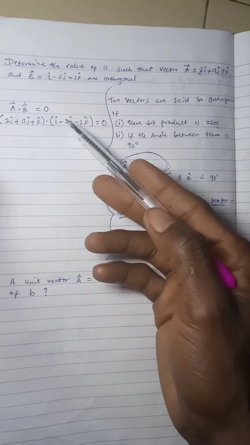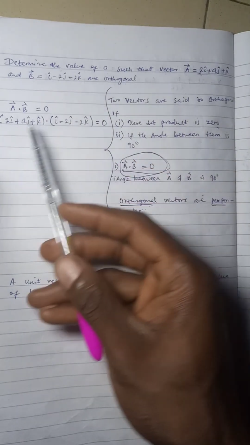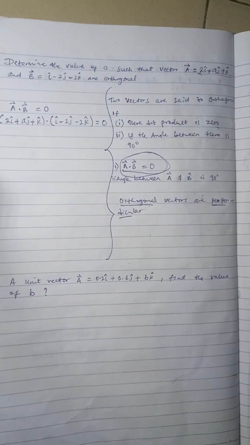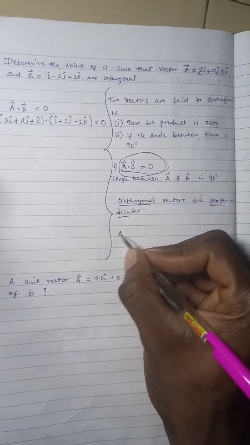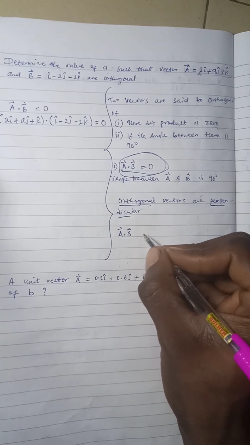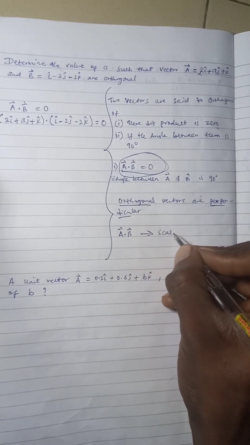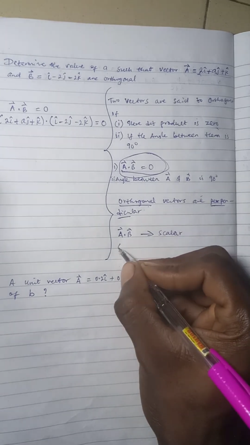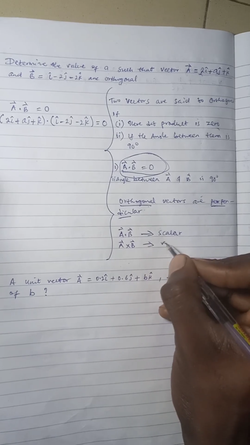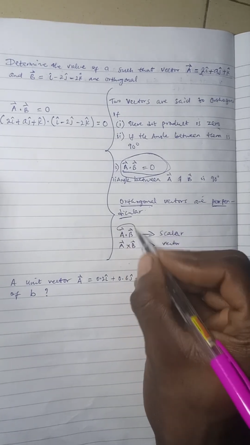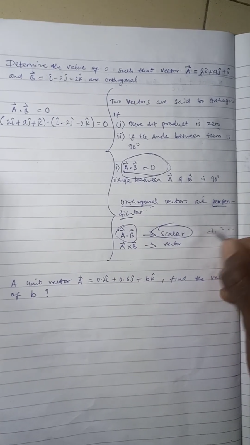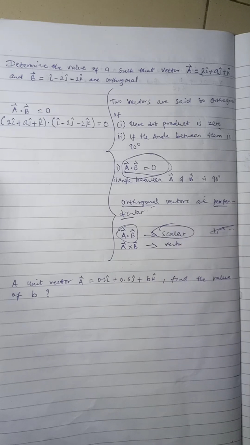So how do we carry out dot product? We carry out dot product component-wise, that is component-wise multiplication. And another thing you need to take note of is that if you dot two vectors, you will get a scalar. When you dot two vectors, you get a scalar, and when you cross two vectors, you will get a vector. When we talk about a scalar, we mean numbers like 1, 2, 3, 4, 5, 6, 7, 100, 1 million. So they are just numbers.